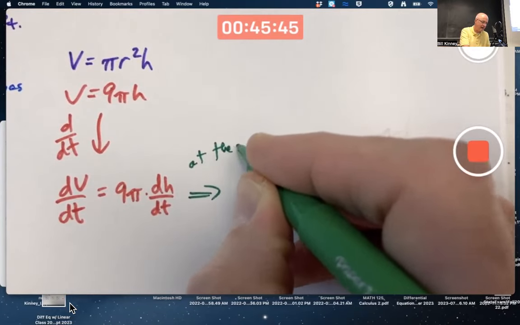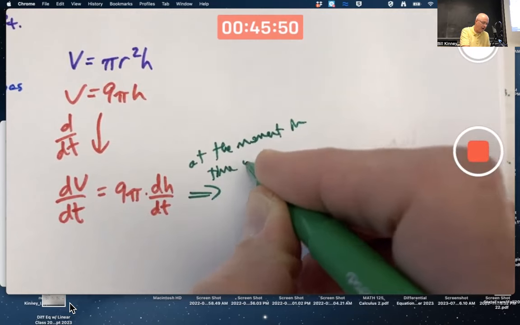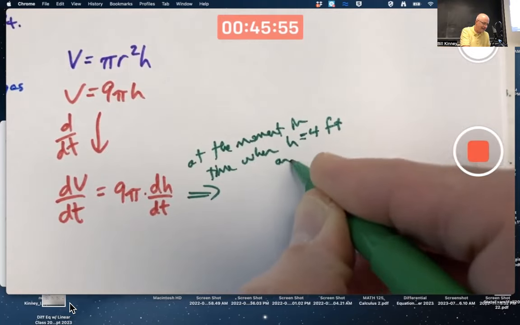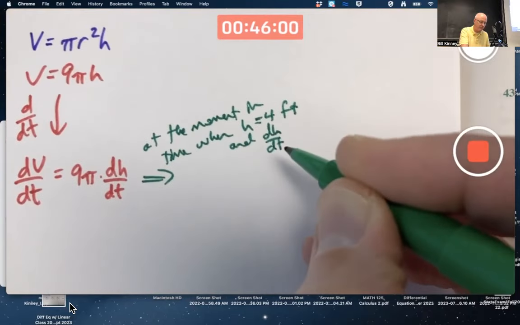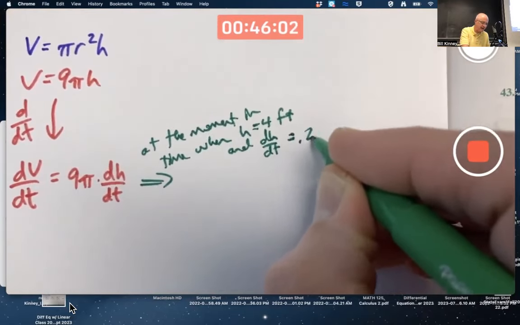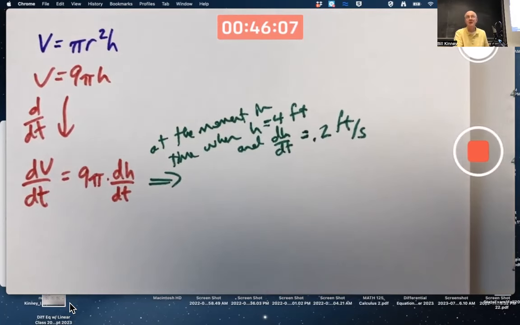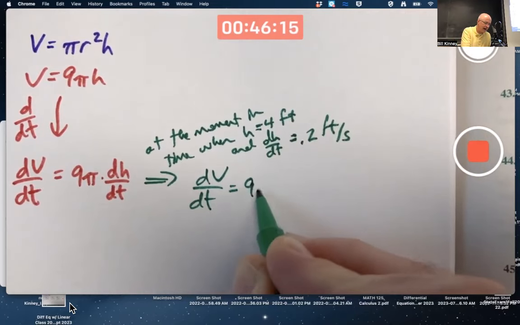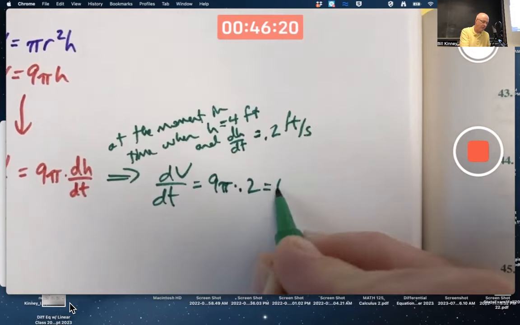At the moment in time, I will go ahead and write when H equals 4 feet and dH/dt is 0.2 feet per second. I'll write both of those things, but we really don't need the 4 in this problem. Again, sometimes in some problems you do. dV/dt is 9 pi times 0.2, and that'll be 1.8 pi.